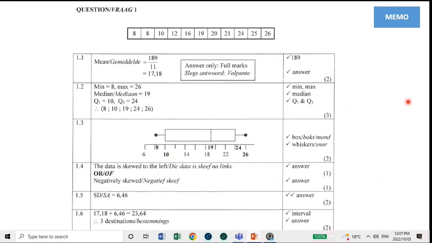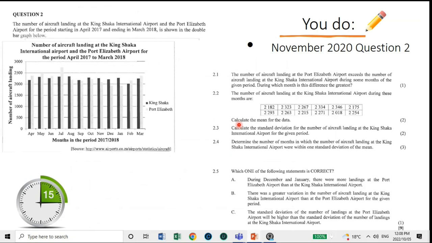And there we have the full memo. Now, if your teacher did what they were supposed to have done, then you would get the notes and you would have the memos and all afterwards. So that's how the answers are given as well. Can you see there? That's how the answers are given, except, like I said over here, please say minimum, maximum, and say Q1, Q2, and Q3, just to make it more complete. All right, now we go to November 2020.